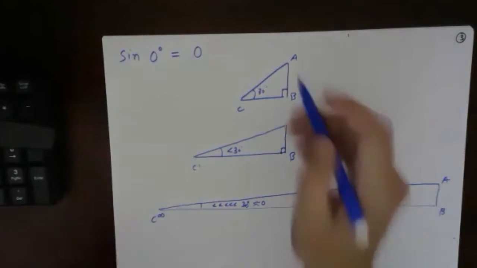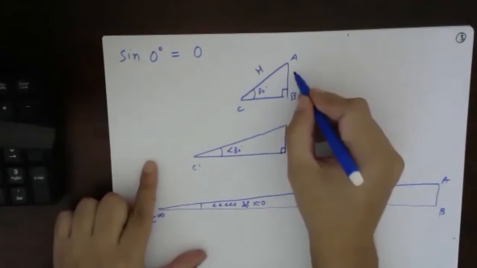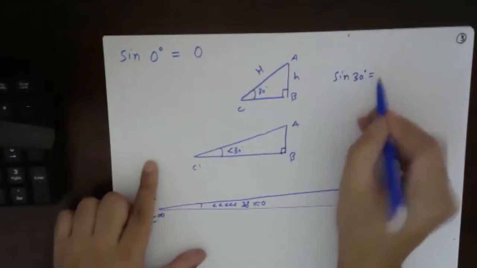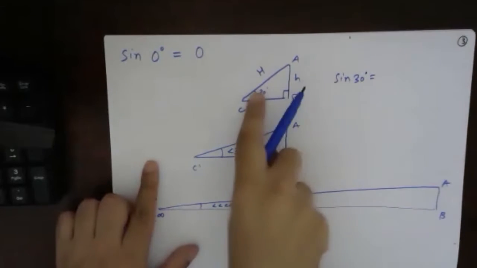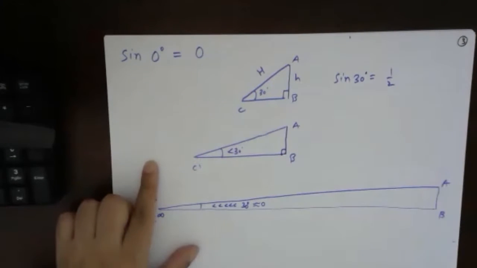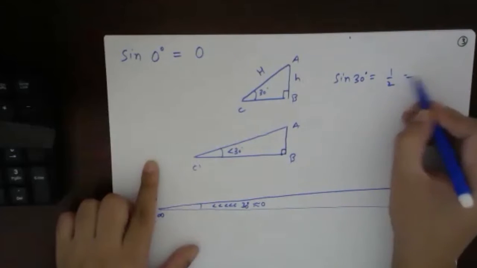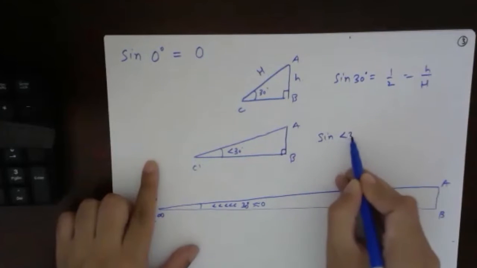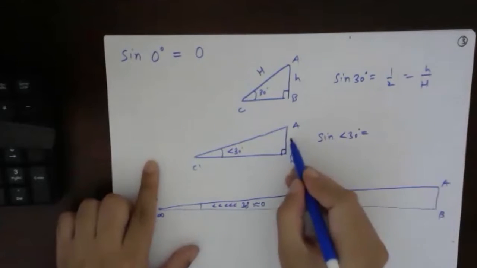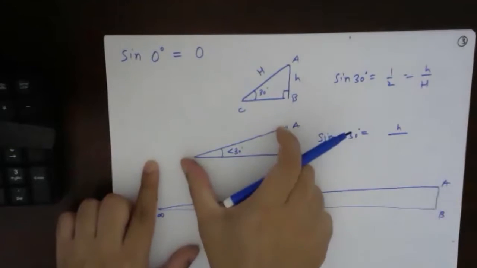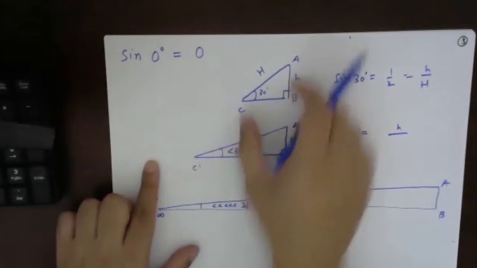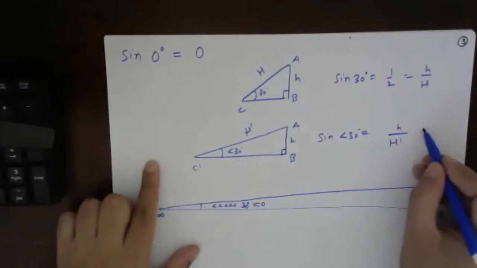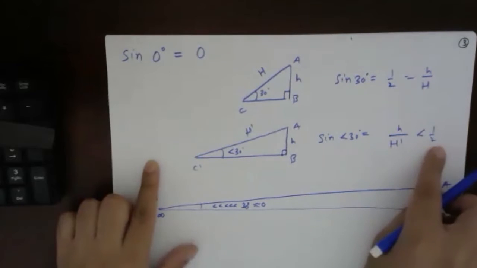Now suppose this is capital H and this is small h. Here sine of 30 degree, as we checked by experiment, is 1 by 2. So this is h upon capital H. Now sine of less than 30 degree will become what? h is the same, but which H is greater? This capital H dash is greater. So this will become less than 1 by 2, obviously.